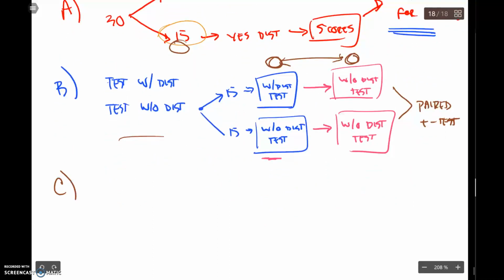Which experimental design is better? Paired, for the same reasons I've been talking about. All right. And that concludes chapter 10.